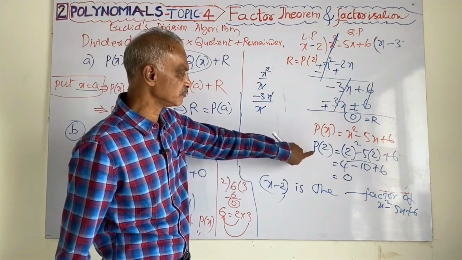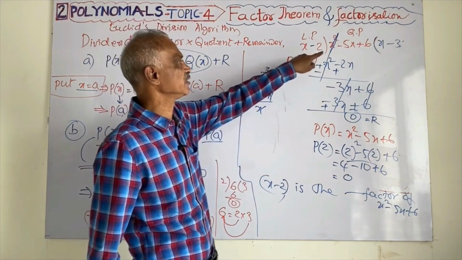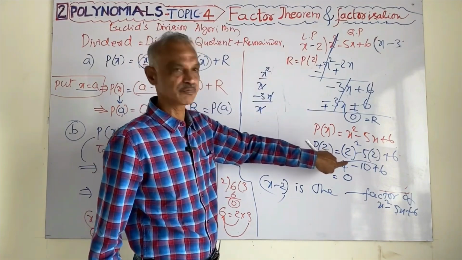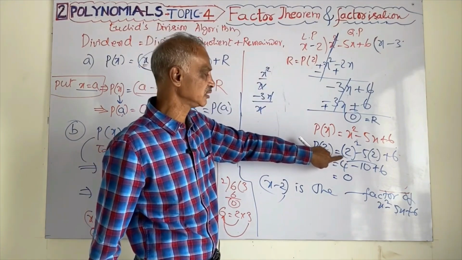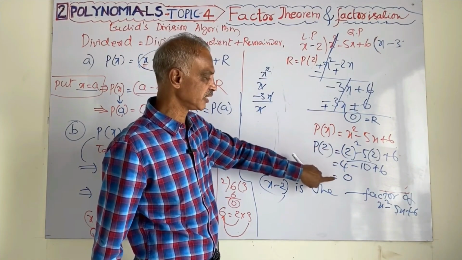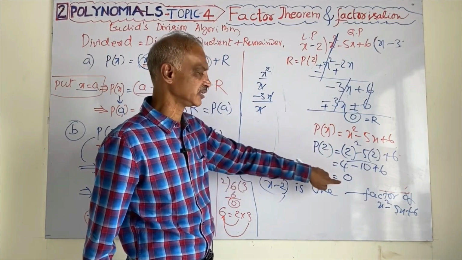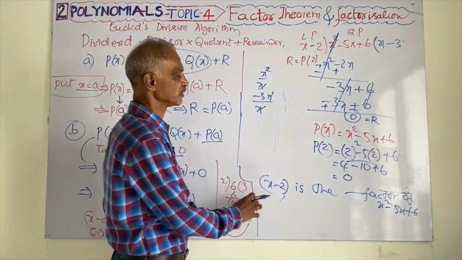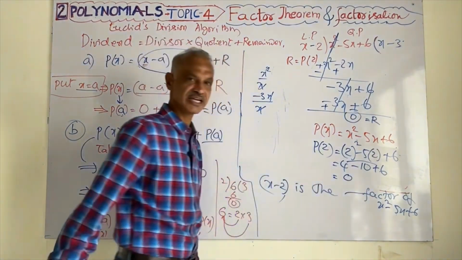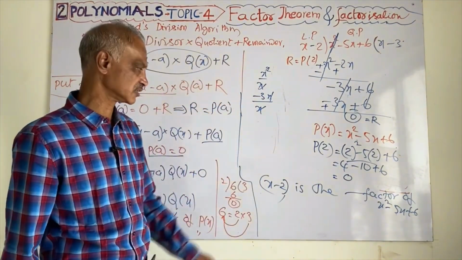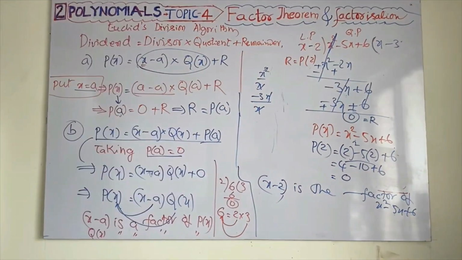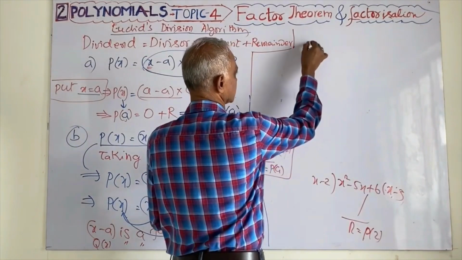by remainder theorem I have substituted, when it is divided by x minus 2, what is the remainder? P of 2. I substituted x is equal to 2 instead of x, then I got the remainder. If we get the remainder as 0, then you can say x minus 2 is the factor of x square minus 5x. This is factor theorem.